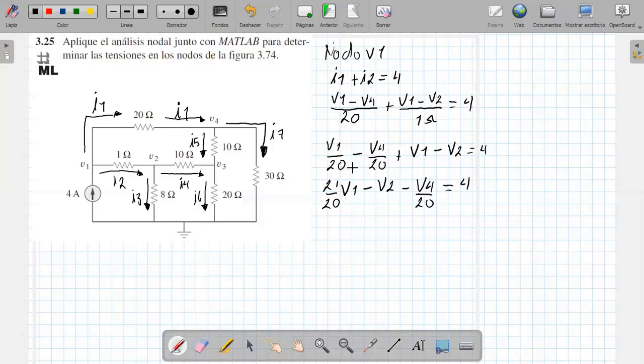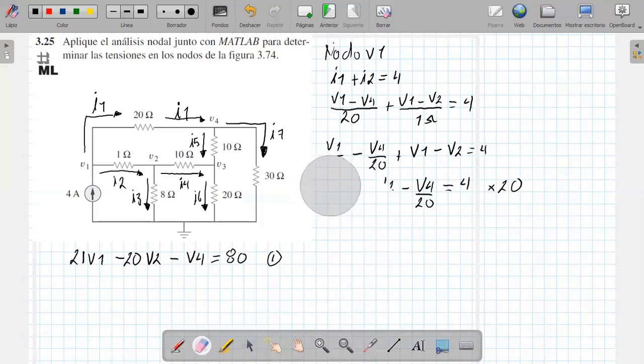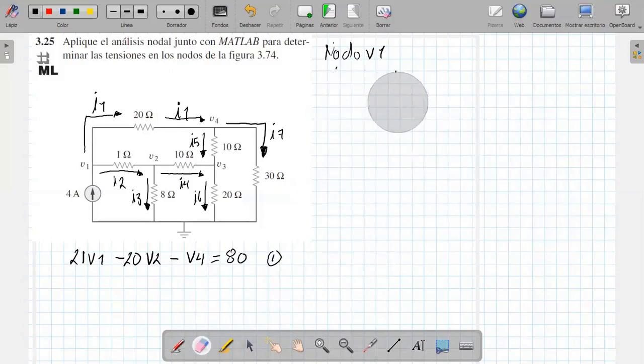Ready. Then the voltages V1, V2 and V4 have already been placed. Now I see that there are two denominators here and one is 20. Then I multiply both sides of the equal sign by 20. I would stay here with 21 V1, times 20, minus 20 V2, minus V4 equal to 80. That would be equation number 1. I'm going to delete this here and I'm going to do equation number 2.